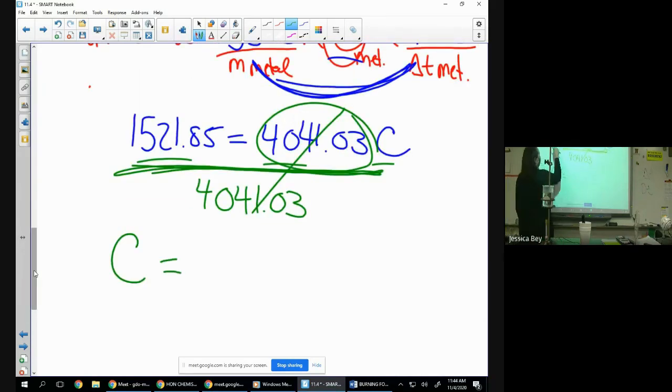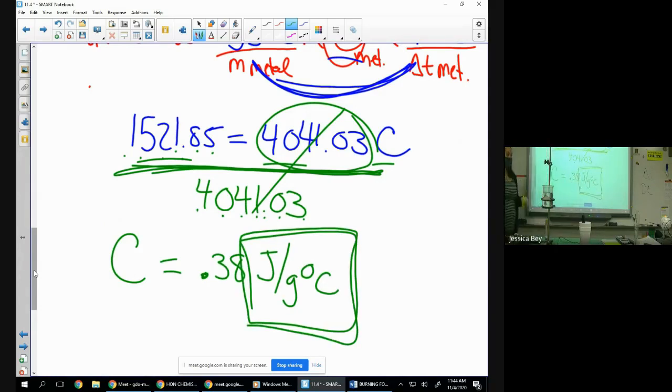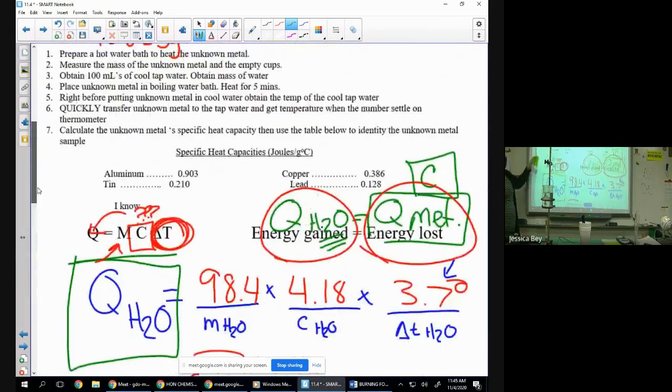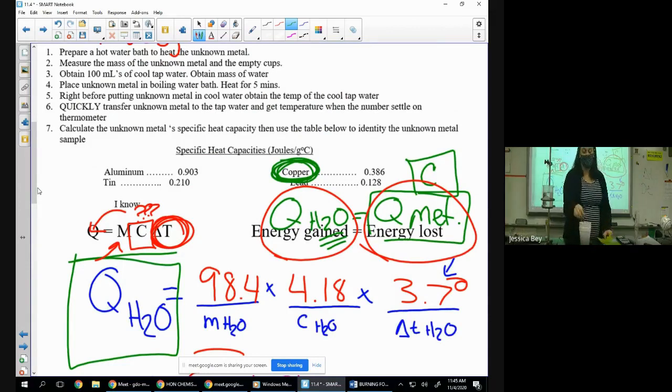C is equal to, when I do 1521.85 divided by 4041.03, the number that spits out of my calculator when I round it was 0.38 joules per gram degree Celsius. Yes, you have to know the units. And then if you take a look up at the metal options, the only one that's close to 0.38, that metal is, and absolutely is, if you couldn't tell by the color, made of copper, okay? This is just a piece of copper tubing. So you got that. Does that make sense?